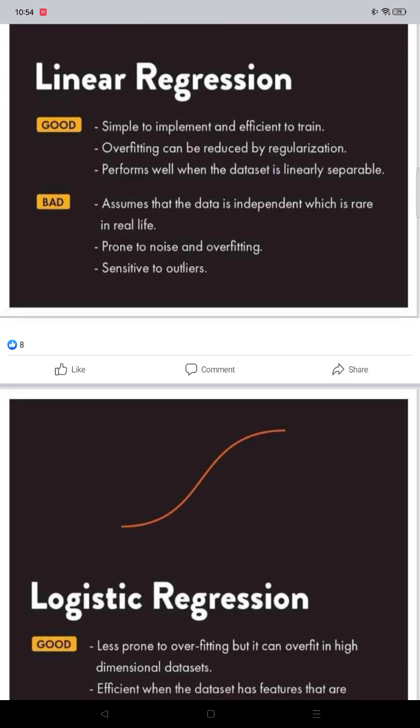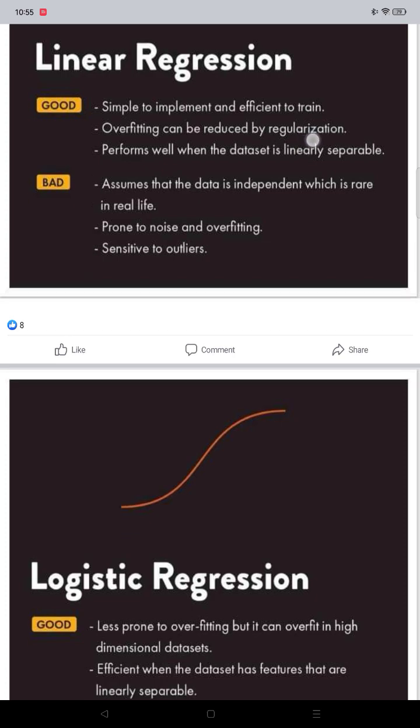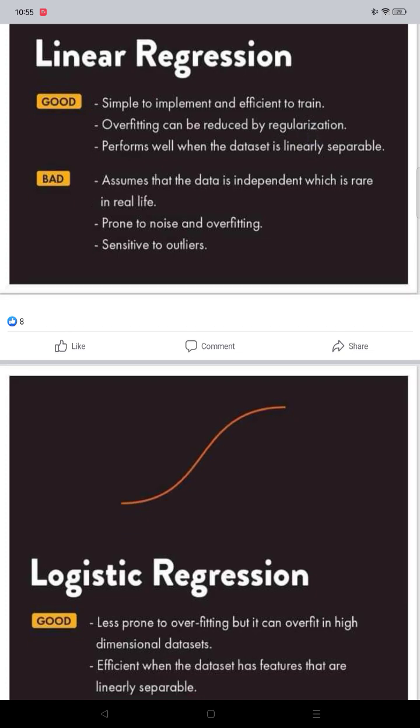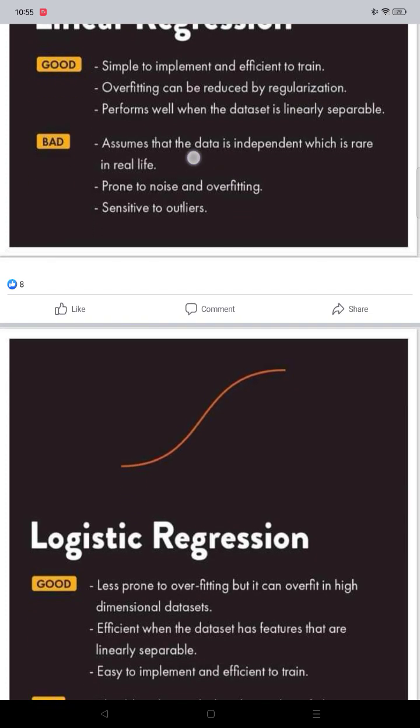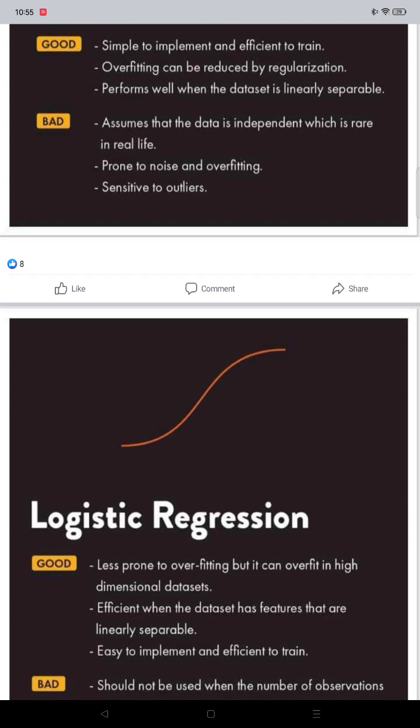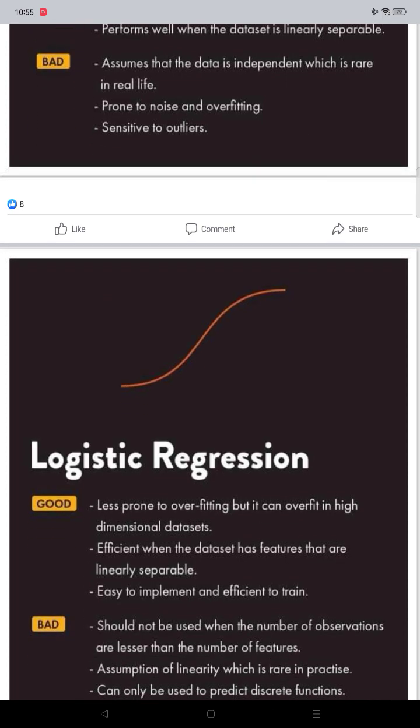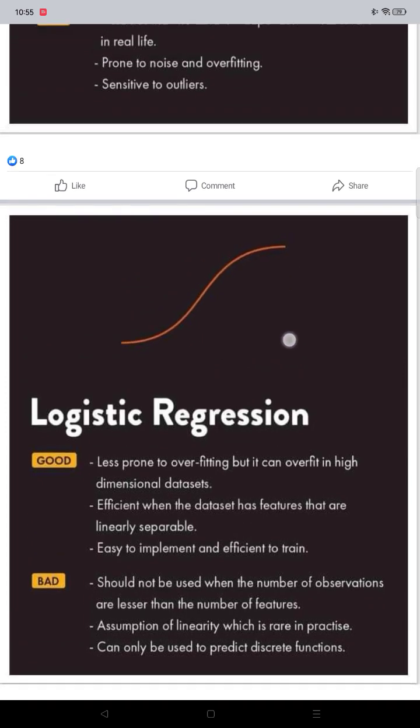Overfitting can be reduced by regularization. It performs well when the dataset is linearly separable. The bad thing is it assumes that the data is independent, which is rare in real life. It is prone to noise and overfitting, and sensitive to outliers.